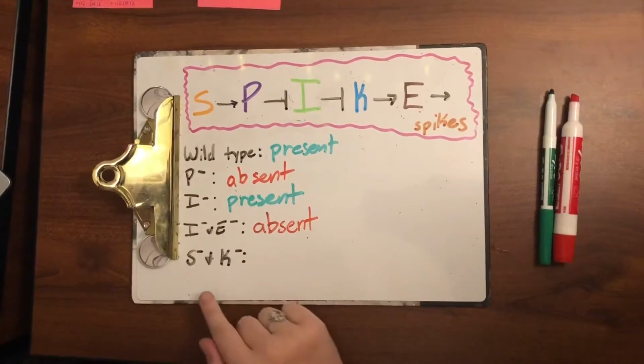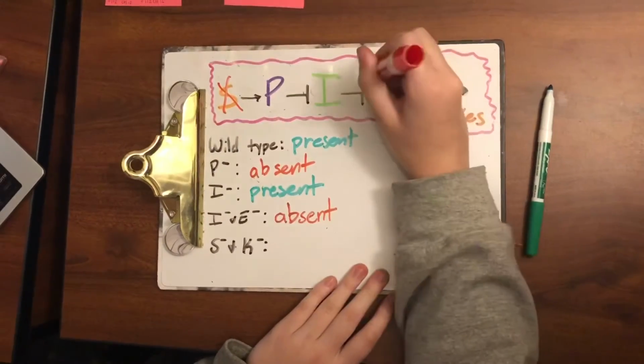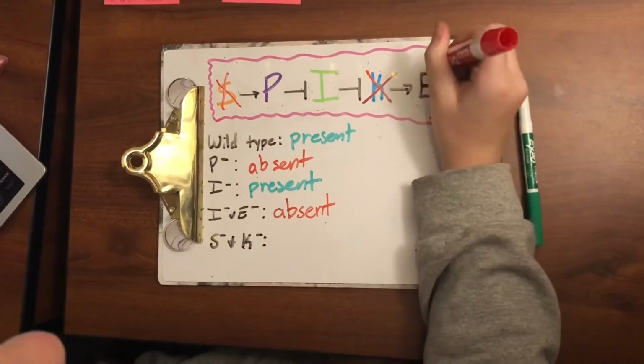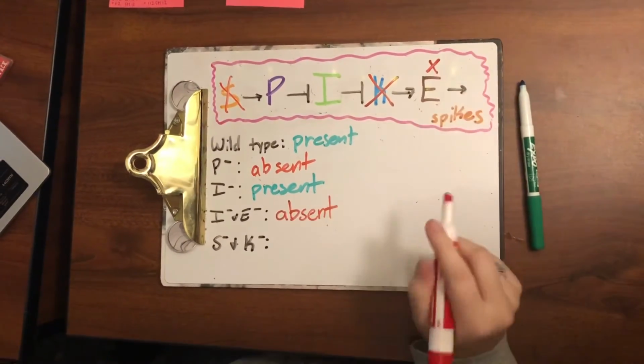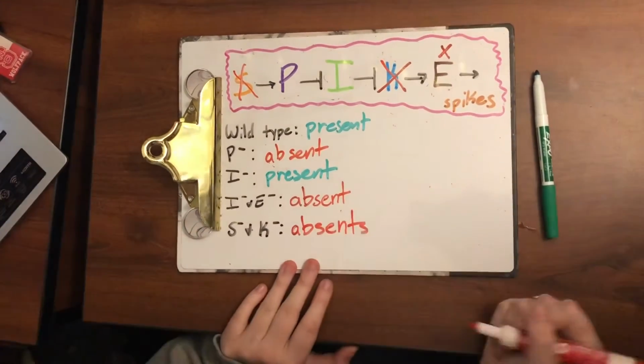For our last genotype, S and K are not going to be present. Now again, we don't need to focus on S because it's more upstream. Now since K is not present, it will not be able to activate E. And now because E is not present again, spikes will be absent.